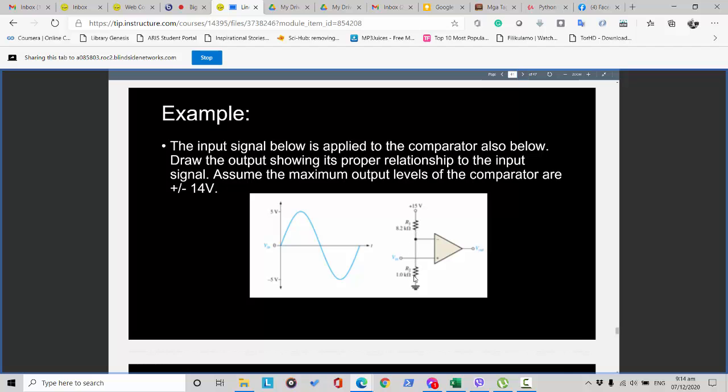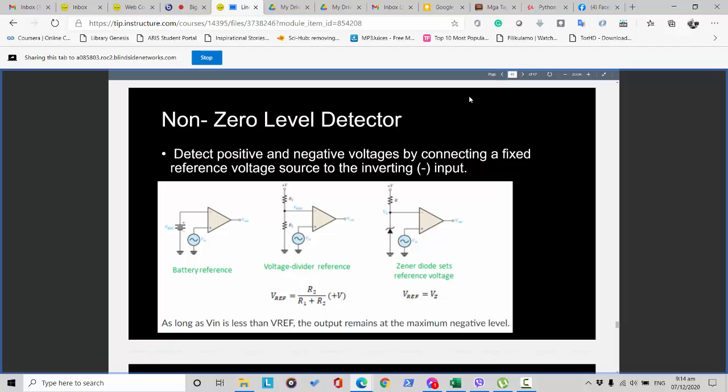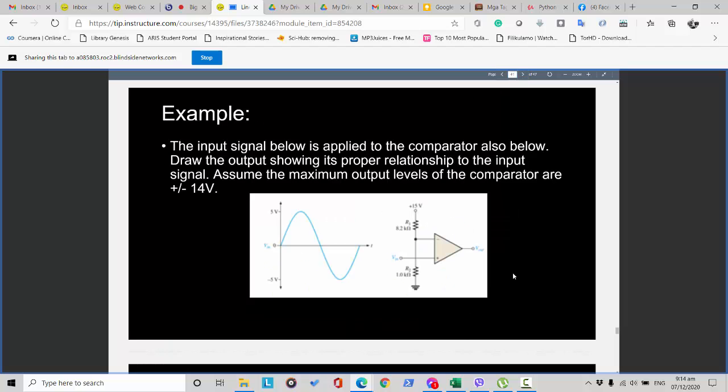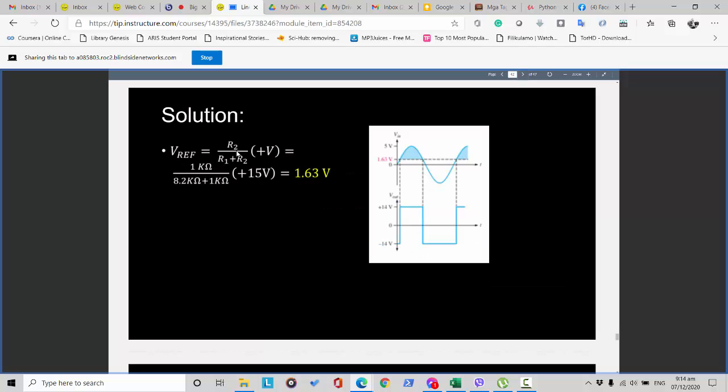Okay, so we have the following illustration. We have an R2 of 8. This is a voltage divider, no? Voltage divider as our reference. So we will use the formula for this one to get the voltage of the reference. For the solution, we have R2 divided by R1 plus R2 multiplied by the positive voltage. The computation will be 1 kilo ohm divided by the sum of 8.2 plus 1 kilo ohms, multiplied by positive 15 volts. So that's basically 1.63.